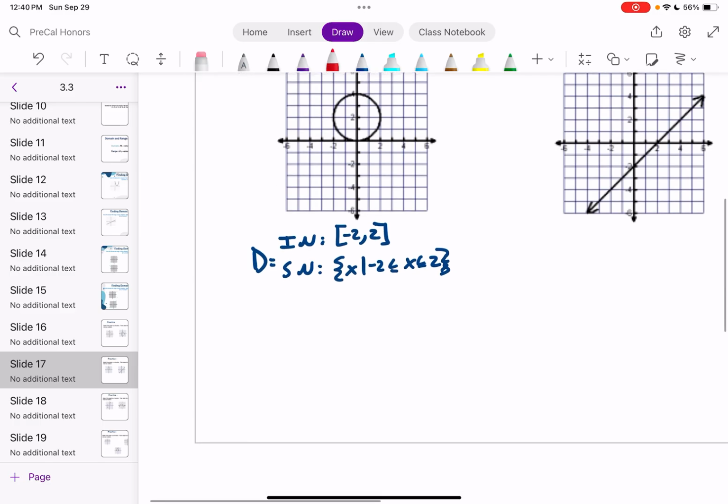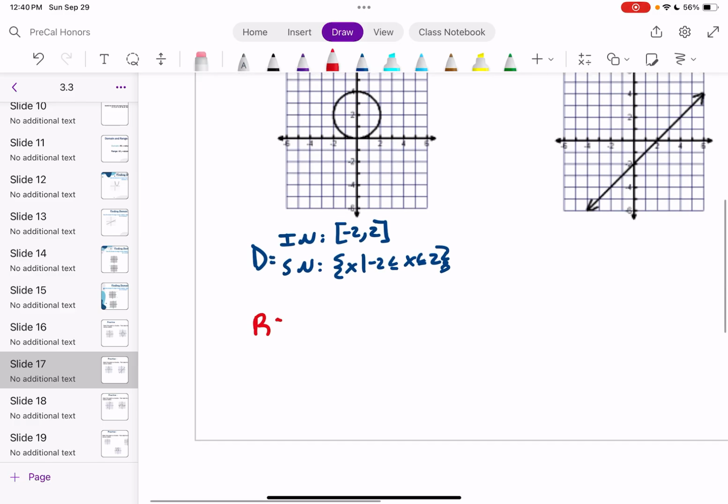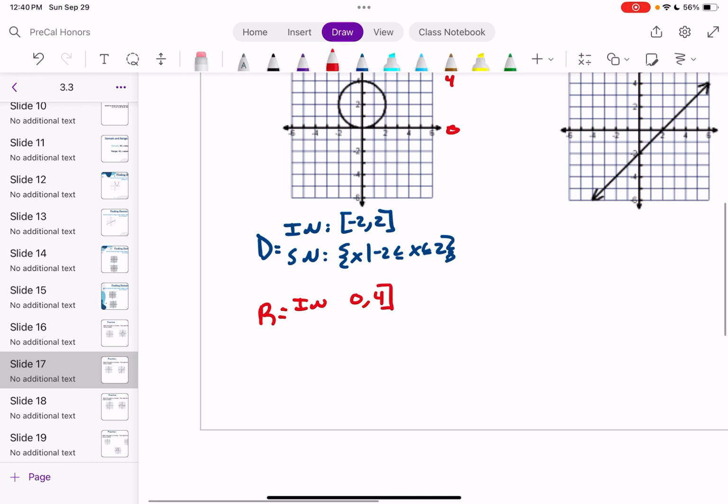For our range, in interval notation, keep in mind we are going from 0 up to 4. So 0 and 4. Since we have a solid line, there would be brackets on both sides. In set notation, this would be y such that 0 is less than or equal to y, which is less than or equal to 4.